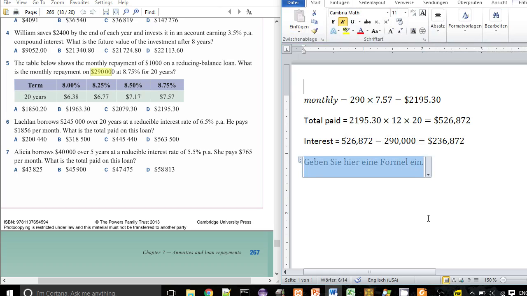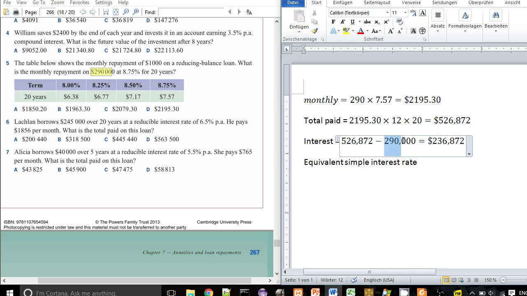Okay, then what? Yeah, let's say the equivalent simple interest rate. So just basically saying, all right, it's a complicated rate. It's an annuity, but let's just say, it's a monthly repayment. Let's just say you're paying this much when it only costs that. What's the equivalent simple interest rate? Like this is the amount of interest. Sorry, I don't know what I'm saying.